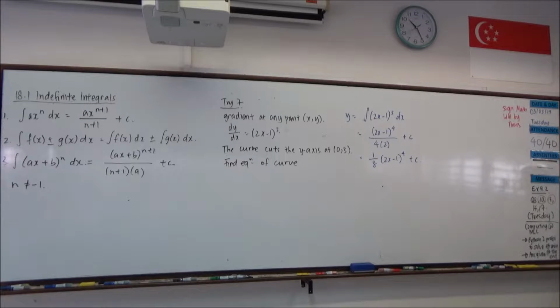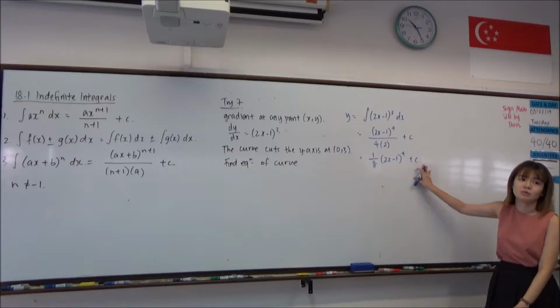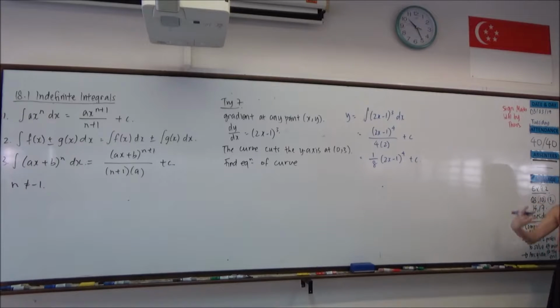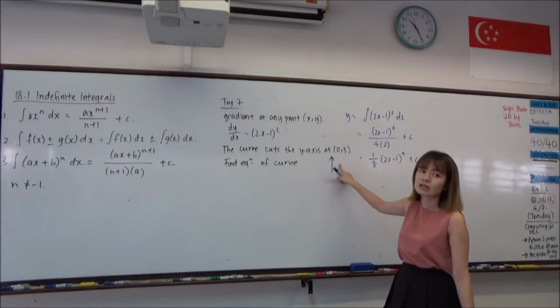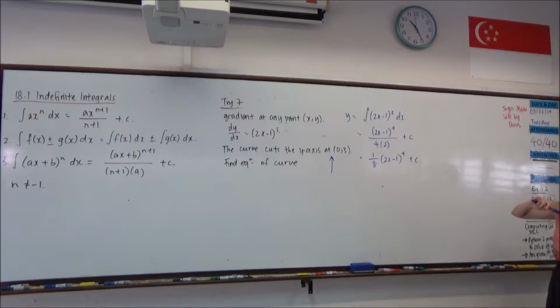So this is not the exact equation of the curve. We are given that whole range of possibility because of the plus c over here, which is a constant. So it could be plus 1, plus 2, plus 0.1, plus 0.99, we never know. But we can find out the exact equation because of this second condition that we have over here, whereby the curve cuts the y-axis at 0, 3.